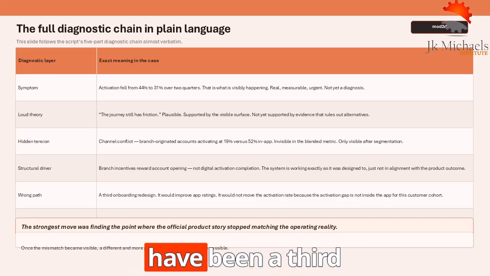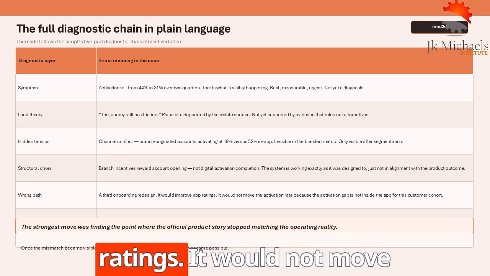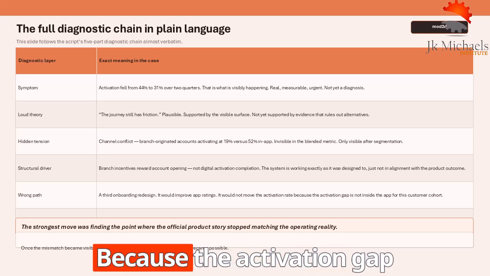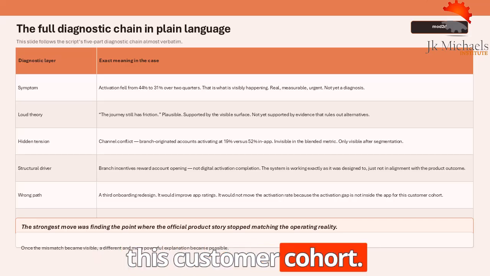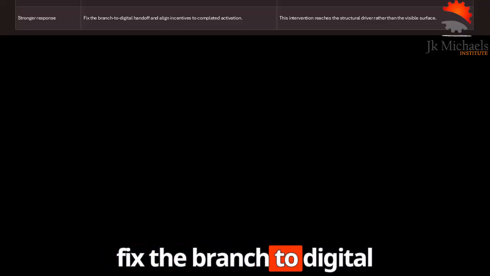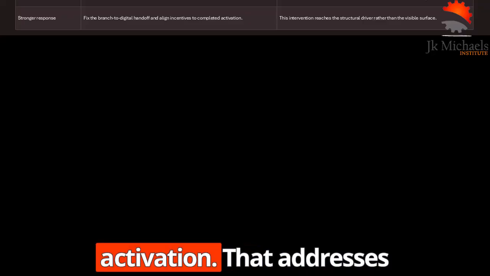The wrong path would have been a third onboarding redesign. It would improve app ratings. It would not move the activation rate, because the activation gap is not inside the app for this customer cohort. The stronger response is to fix the branch to digital handoff and align incentives to completed activation.